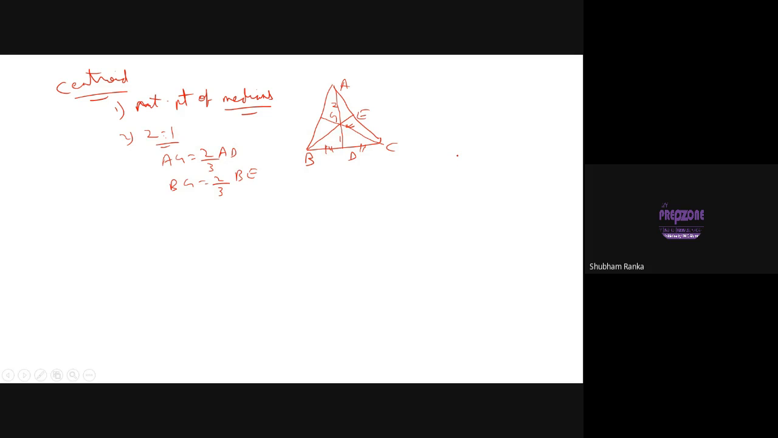Similarly, you could have asked that, okay, we know the ratio for medians, but if this was angle bisectors, as we just discussed, what would be the ratio for angle bisectors? So actually I should have covered it there itself, but let's just cover it now.